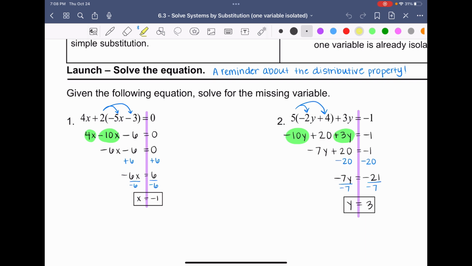Again, everybody, these examples were just a reminder about how to solve using the distributive property. This isn't the new skill that we're learning about today. We're going to practice that new skill when we get to the examples that are on the next page.